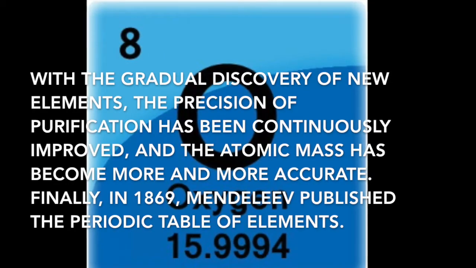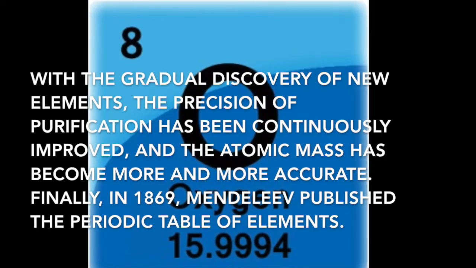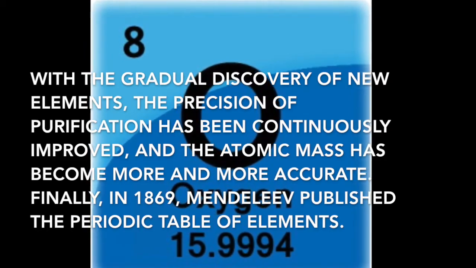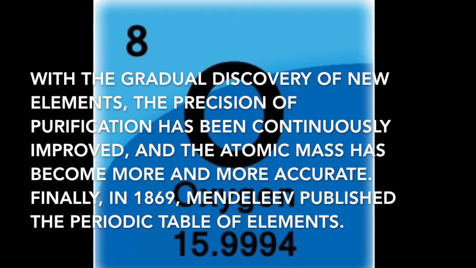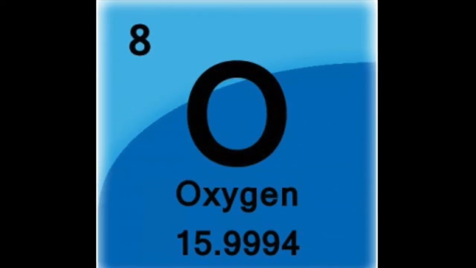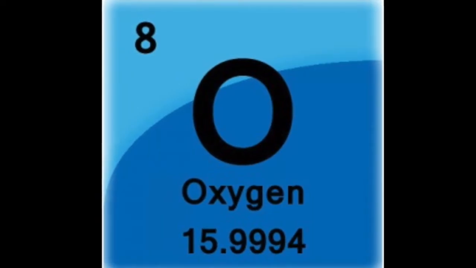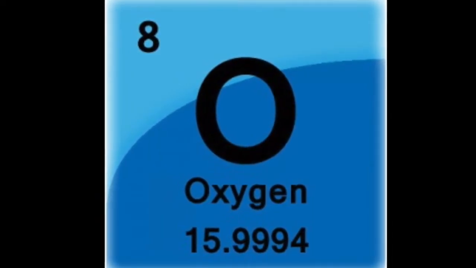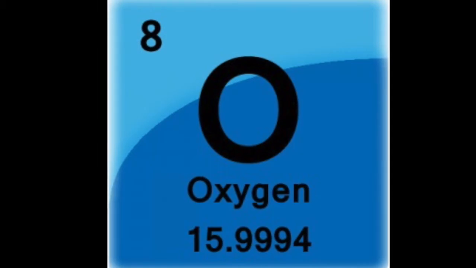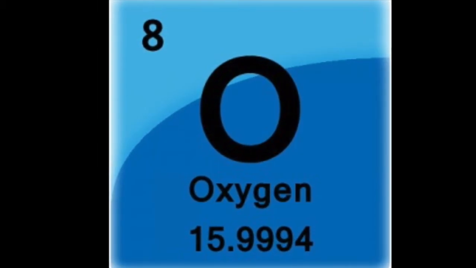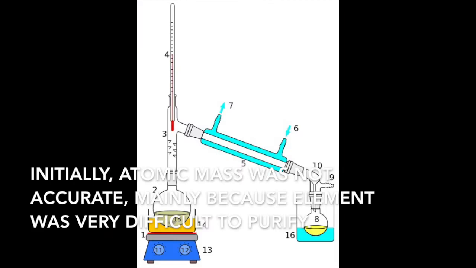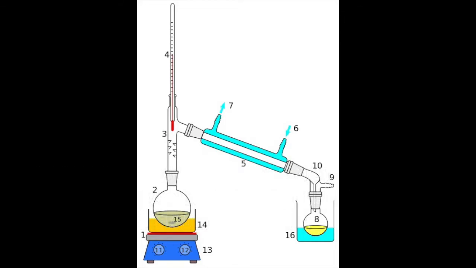With the gradual discovery of new elements, the precision of purification has been continuously improved, and the atomic mass has become more and more accurate. Finally, in 1869, Mendeleev published the periodic table of elements. Initially, atomic mass was not accurate, mainly because elements were very difficult to purify.